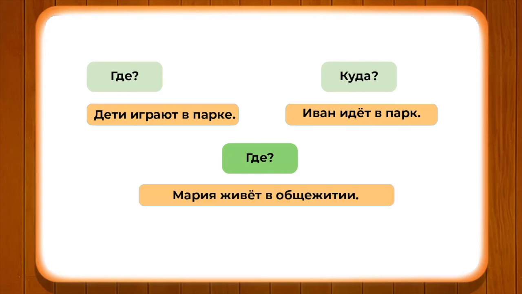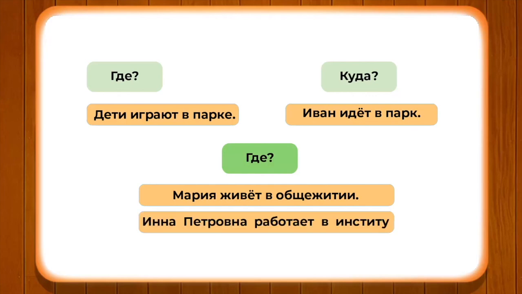And then we have sentences. Мария живёт в общежитии. Где живёт Мария? Она живёт в общежитии. Инна Петровна работает где? В институте. So these are the constructions which we are using in the prepositional case. Whereas for куда we can use: Мария идёт в общежитие. So общежитие remains like that. However, if we want to use a feminine noun, it can be: Мария идёт в библиотеку. Библиотеку, because it is in the verbs of motion.